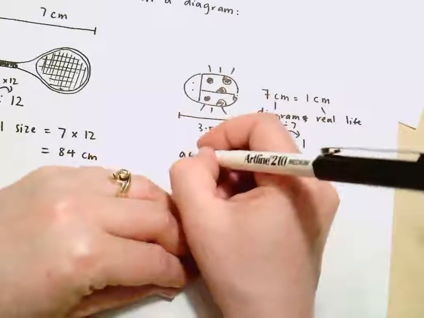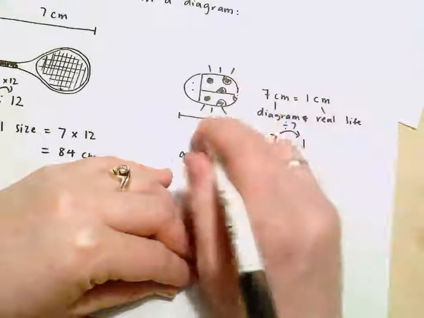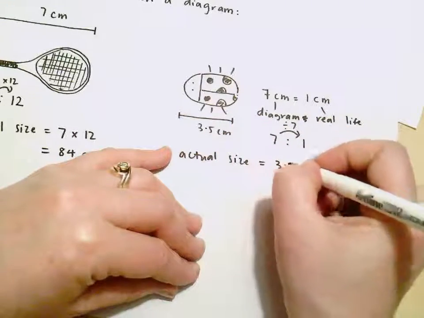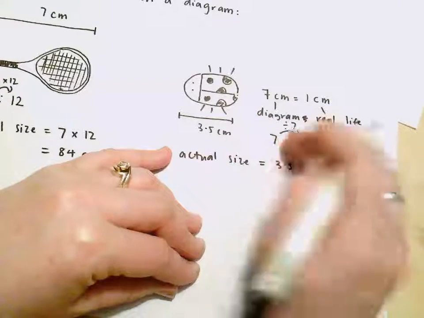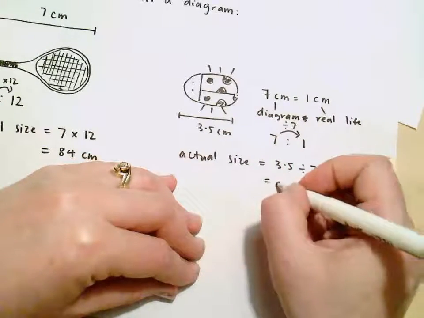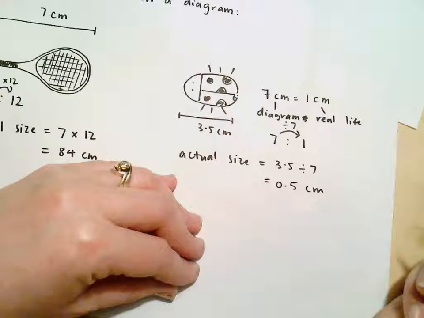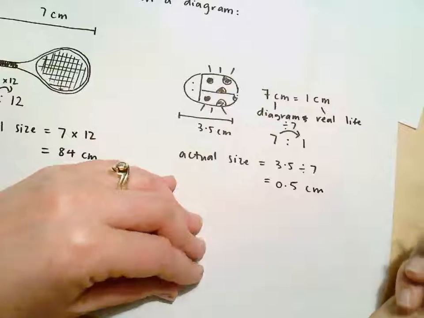So the actual size here, well, at the moment my diagram is 3.5 centimetres, but I need to divide by 7 to work out what real life is going to be. So performing that calculation, I'd see that my actual size is 0.5 centimetres.